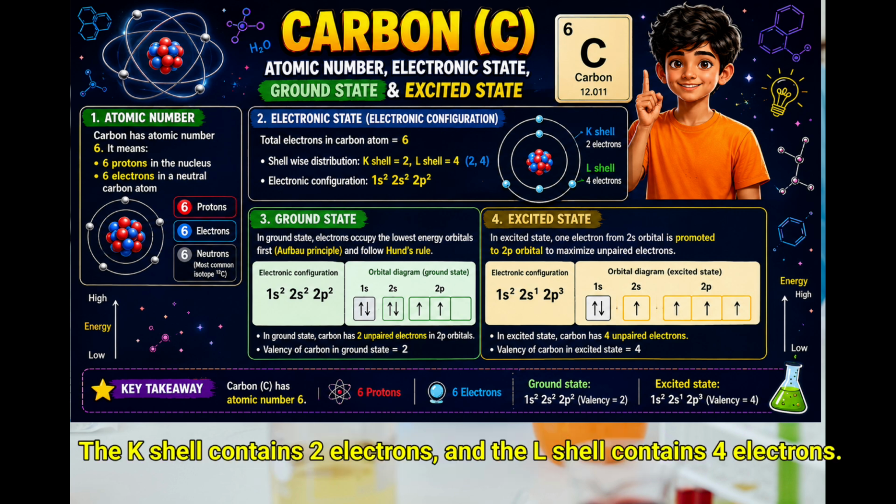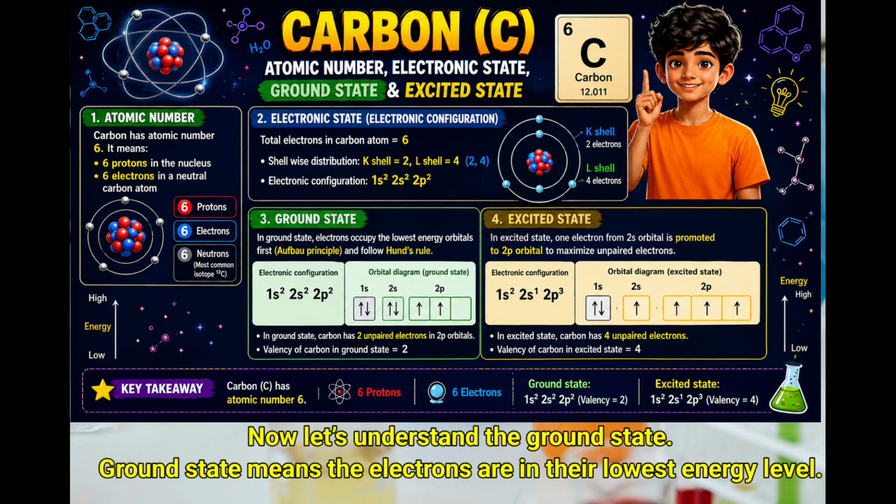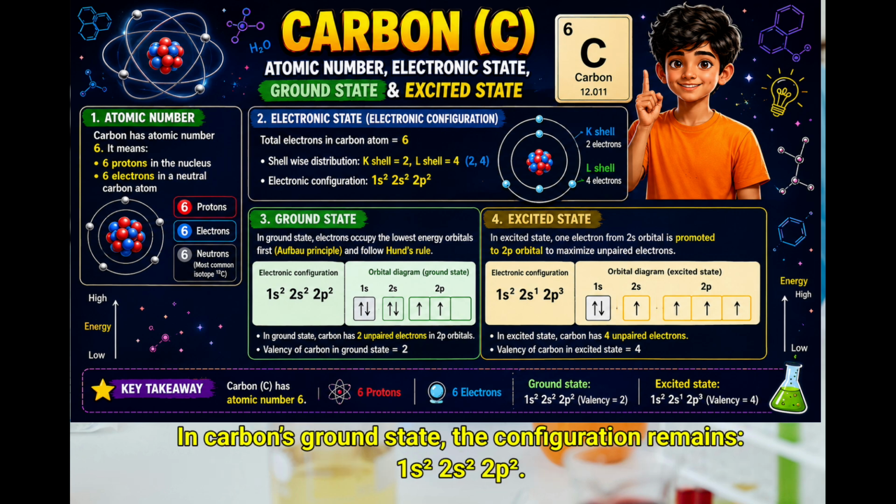The K shell contains 2 electrons, and the L shell contains 4 electrons, so the shell distribution is 2, 4. The electronic configuration of carbon is 1s² 2s² 2p². Now let us understand the ground state. Ground state means the electrons are in their lowest energy level. In carbon's ground state, the configuration remains 1s² 2s² 2p².